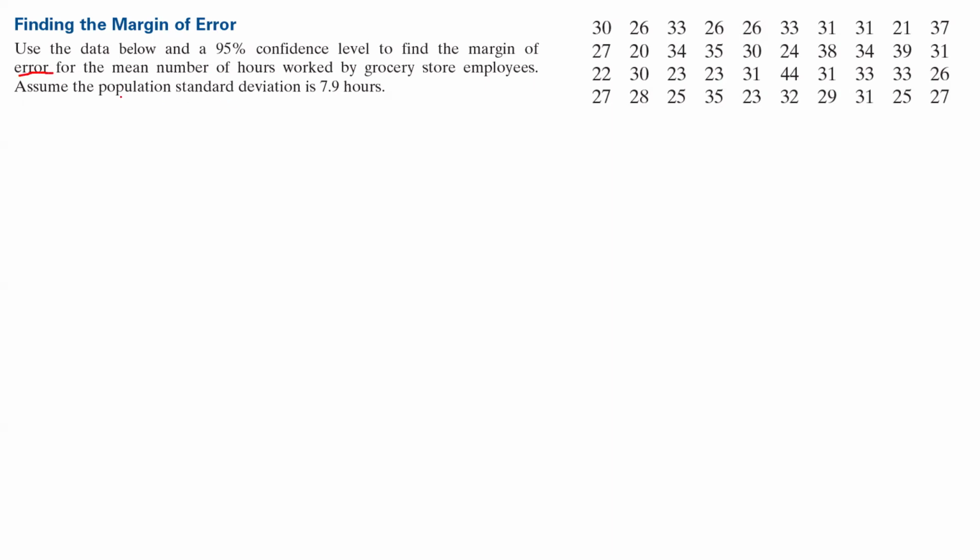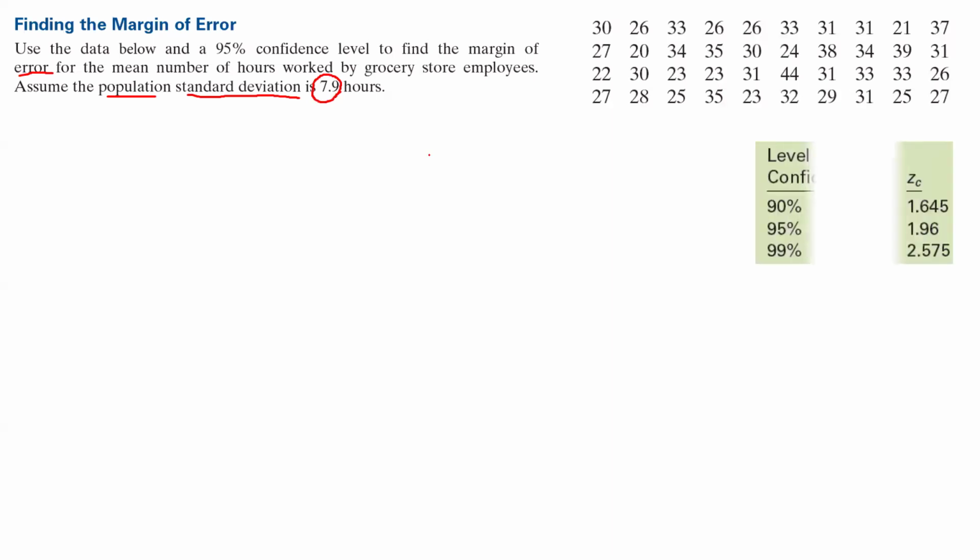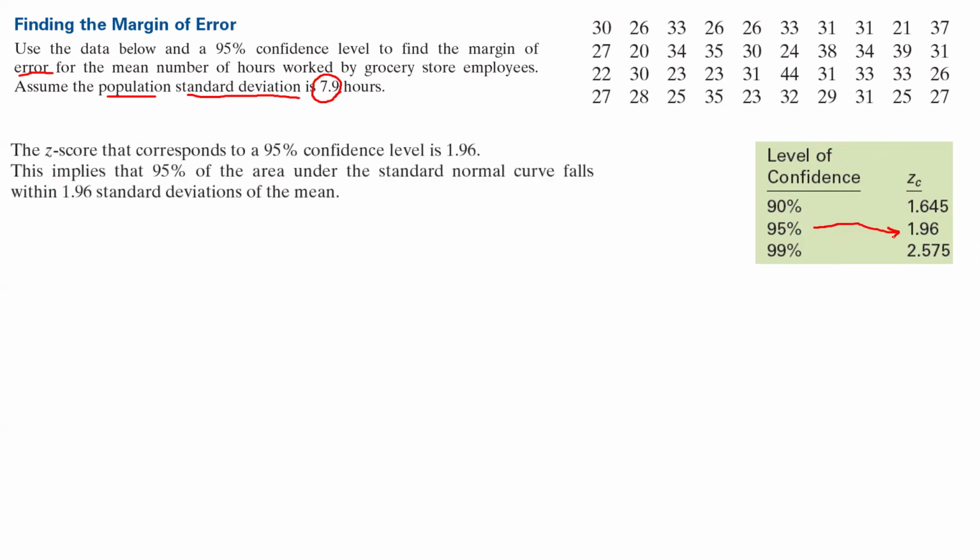Assume that the population standard deviation, or sigma, is 7.9 hours. Why is it important? Because our formula depends on sigma. Since we have a 95% level of confidence, it means that the critical value, or ZC, is 1.96. The Z-score that corresponds to a 95% confidence level is 1.96. This implies that 95% of the area under the standard normal curve falls within 1.96 standard deviations of the mean.